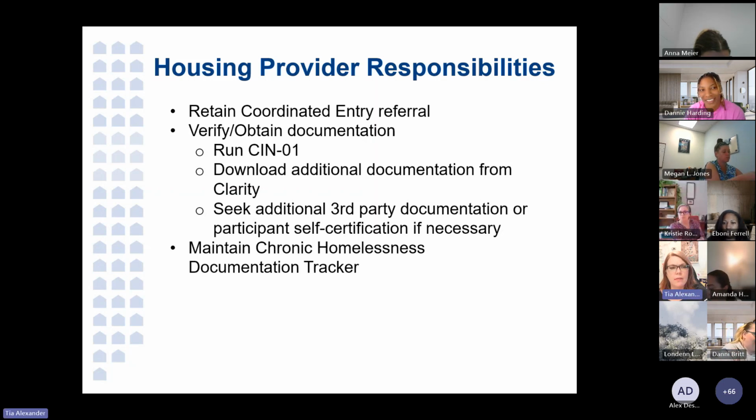Yeah, so there is a requirement for the housing provider to maintain a copy of the match email for their records, and there is not a requirement for the shelter or outreach provider to maintain a copy of the match email. Okay, Alex, thank you for that clarification. So it's not required, but it's probably good practice. Gotcha. Thank you, guys.